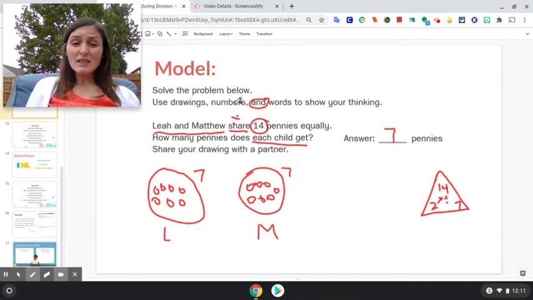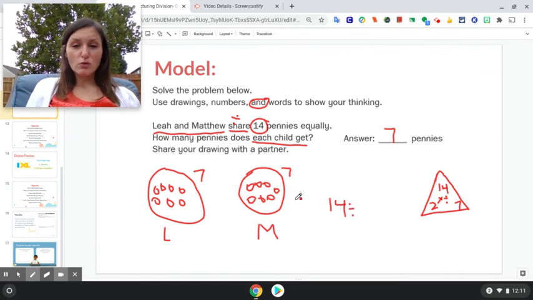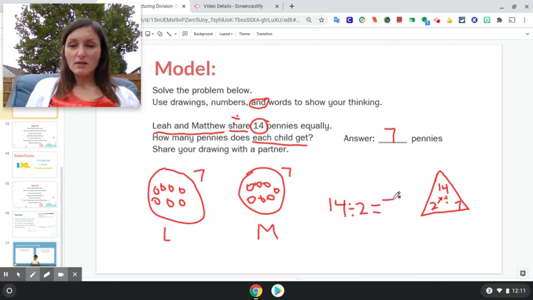It says I want to use numbers, so I could write this number model. I didn't know 7 until I solved it. So I'm going to use my big number of 14. Since it said to share, I was dividing. And I knew there were 2 children. So it's 14 divided by 2 equals, and when I found out, it equals 7. So now I've used drawings, I've used numbers. The next thing I should do is use words.